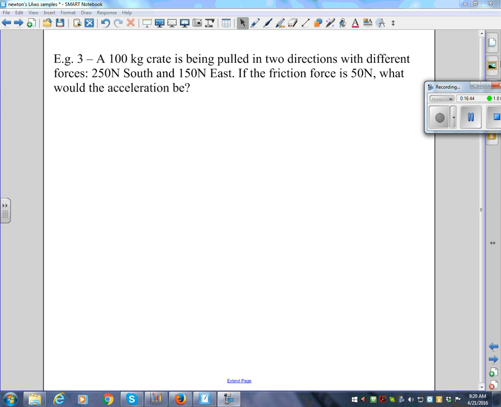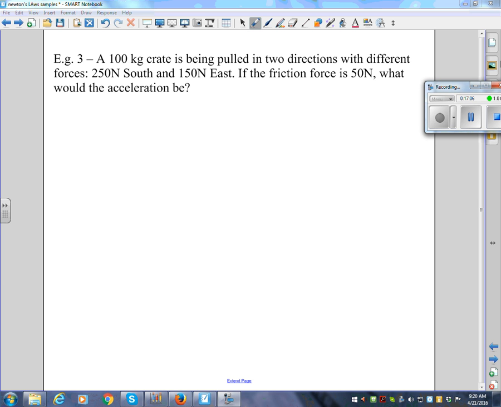Here's a completely different kind of question. Promise there's only 2 more left. I'll be done by 9:30. A 100 kilogram crate is being pulled in 2 directions with different forces, 250 newtons south and 150 newtons east. If the friction force is 50, what would the acceleration be?